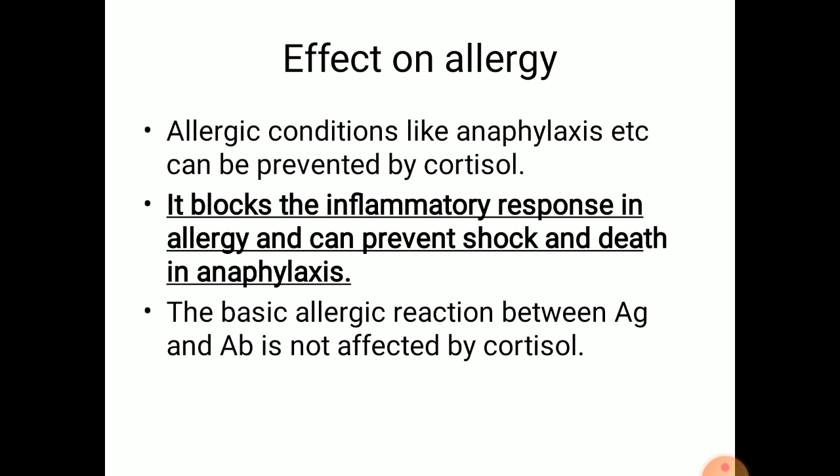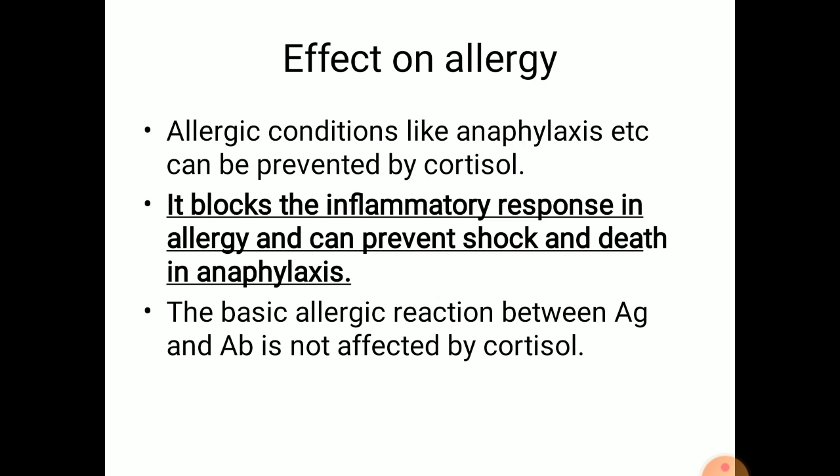Then, the effect on allergic conditions like anaphylaxis can be prevented by cortisol. This is mainly because it blocks the inflammatory response in the allergy and can prevent the shock and death in anaphylaxis. The basic allergic reaction between the antigen and antibody is not affected by cortisol. Only the allergic condition resulting from the antigen-antibody response is prevented.